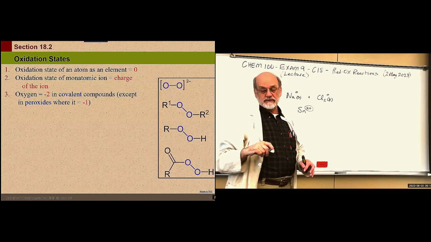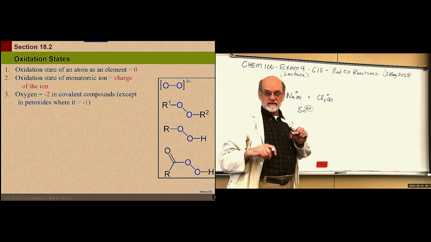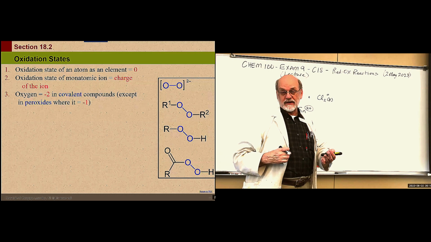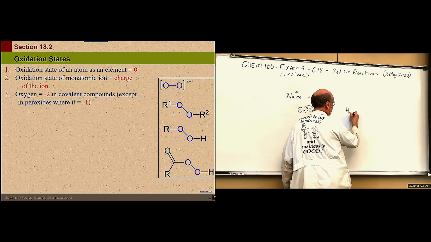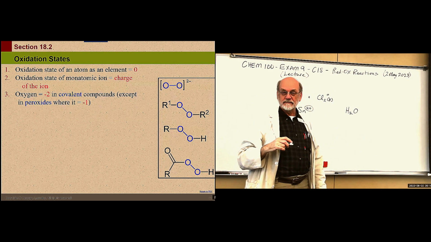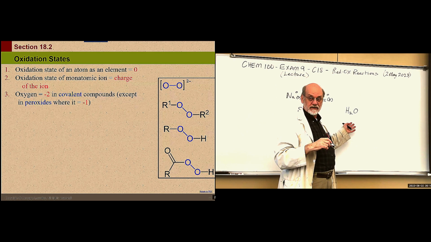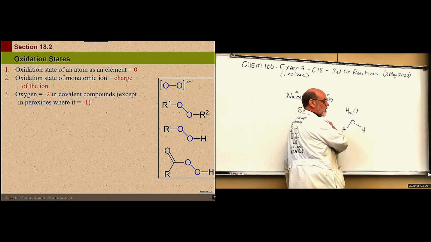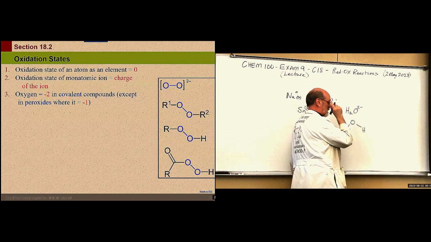Now we're going to get into compounds. When oxygen is in a covalent compound, we give it an oxidation state of -2. And that's the same as when it's combined with a metal in an ionic compound. For instance, water. That's a covalent compound. There are no ions in this. They're covalently bound in this molecule. So what's the oxidation state of oxygen? We give it a -2.